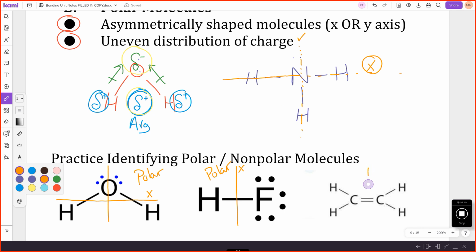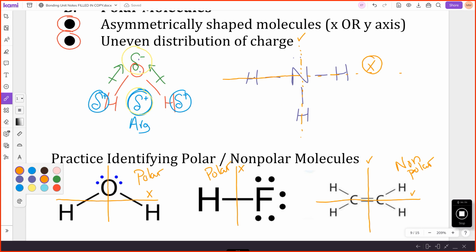In this picture, we divide it down the middle. The left side looks exactly like the right side. We divide it down the x-axis middle. The top side looks exactly like the bottom side. This picture represents a non-polar molecule.